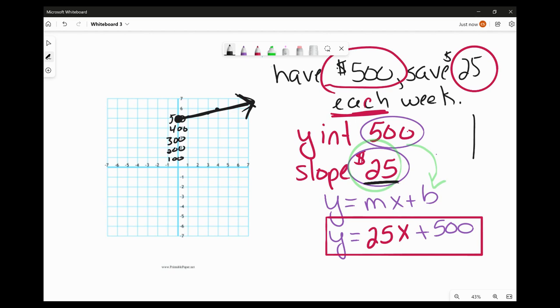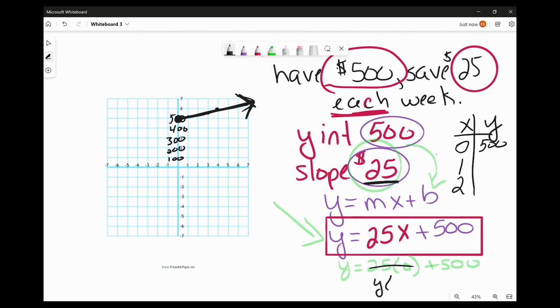Okay. Now, if you wanted points, we could make a table, right? And we could plug in values for x. So I always like to plug in 0, 1, and 2 because they're the easiest numbers to work with. And I just plug them into this equation right here that we've come up with. So I would plug in 0. 25 times 0 plus 500. And when you plug that in, 25 times 0 is just 0, and you're left with 500. So that is a point, okay?